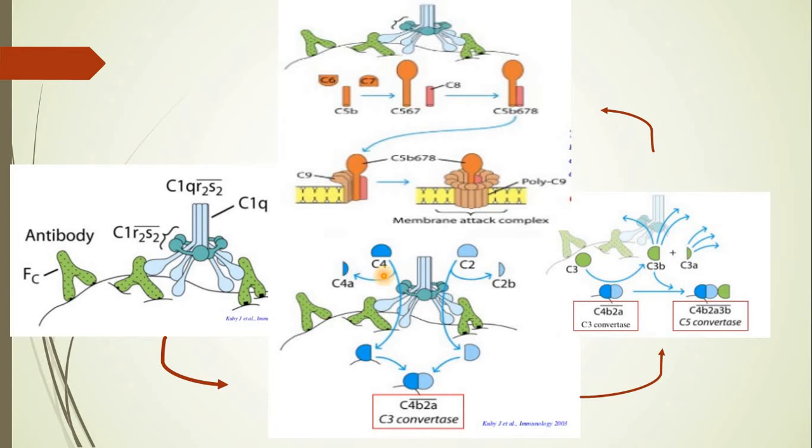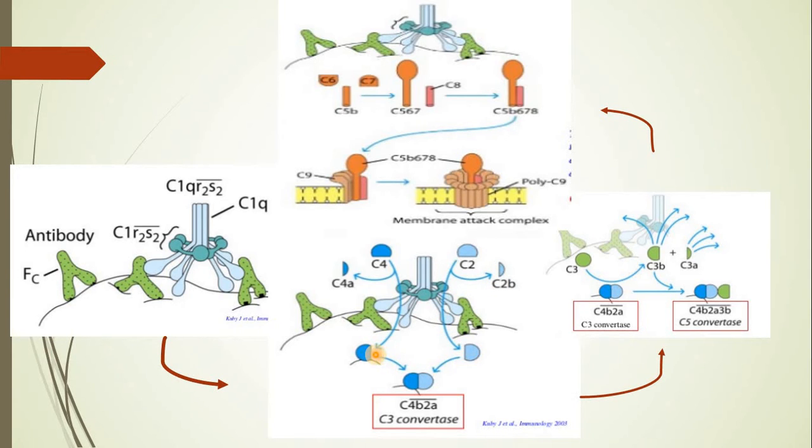The first cleavage is seen with reference to C4, which gets cleaved into a larger molecule, that is C4b, and a smaller molecule, C4a. In the same way, cleaving of C2 will give rise to formation of a smaller molecule C2b and a larger molecule C2a.